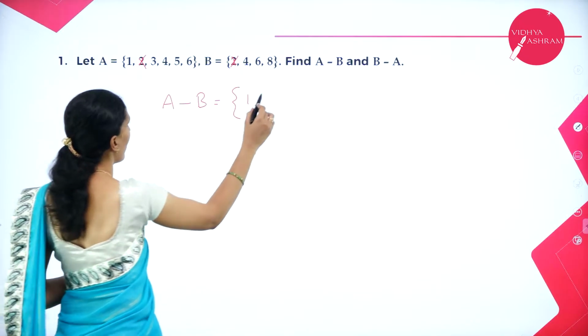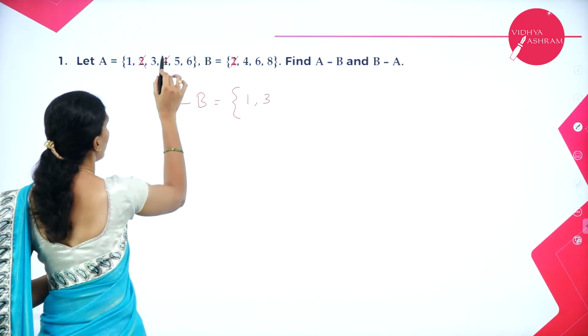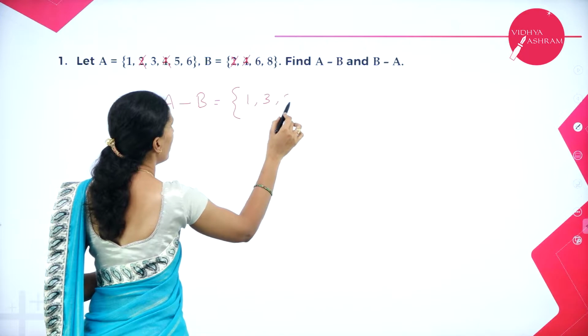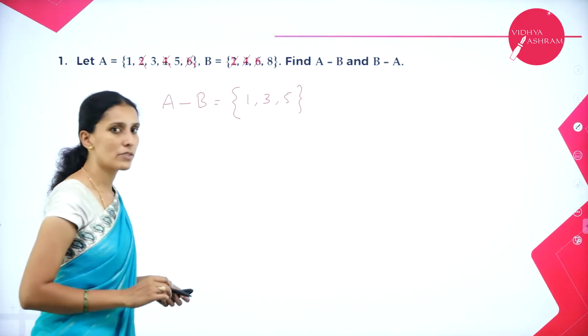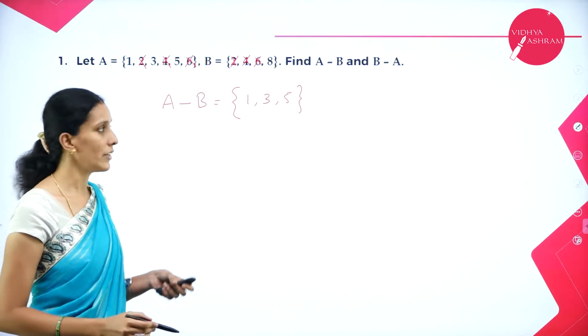Next, 3 I can write. I cannot write 4. I can write 5. I cannot write 6. So, the only elements which are in A are 1, 3, 5.